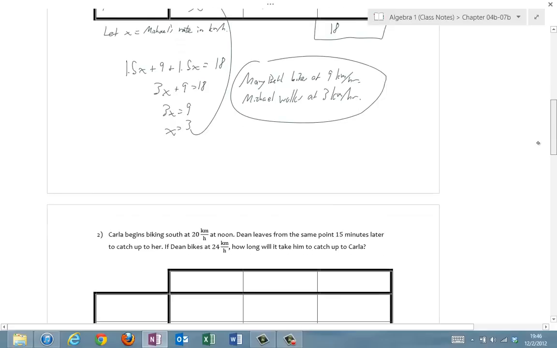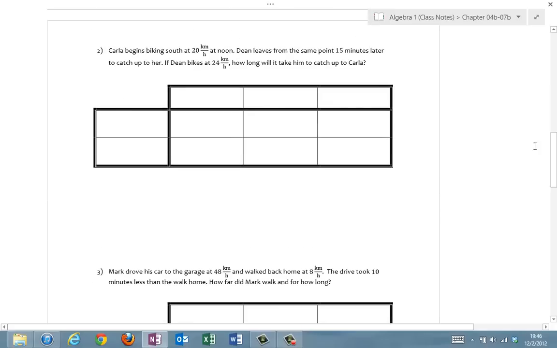Okay, let's skip on down to number 2. We have Carla begins biking south. Dean leaves from the same point to catch up to her. So this is a little bit of a different problem. If I could say Carla, I'm going to draw a little representation of a starting point for Carla, and she begins biking south, going 20 kilometers per hour. Dean leaves from the same point 15 minutes later.